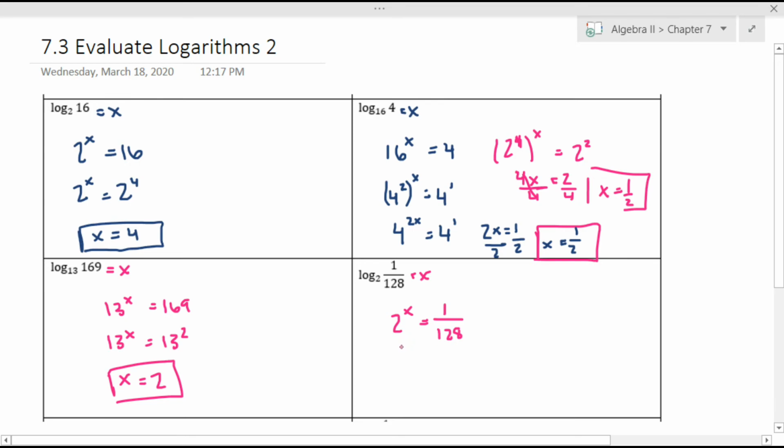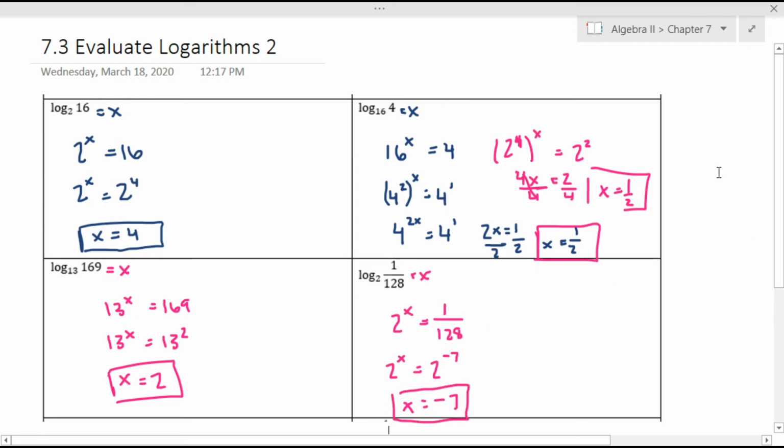128, and then this is 2 to the power of x. 128 is 2 to the 7th, but it's on the bottom, so it's 2 to the power of -7. And then x is equal to -7.